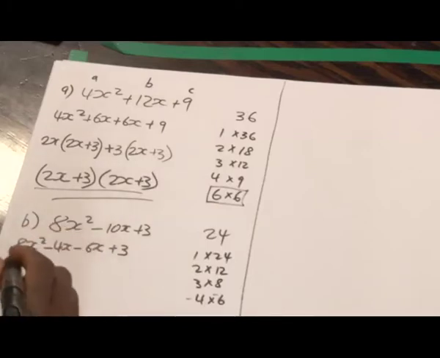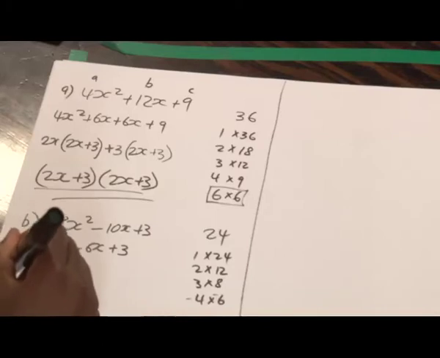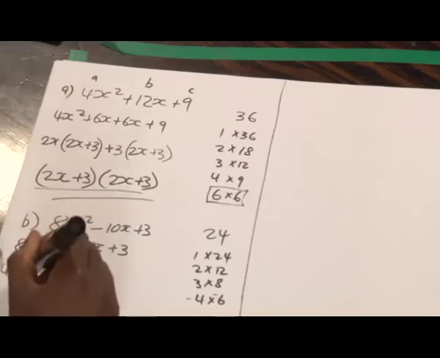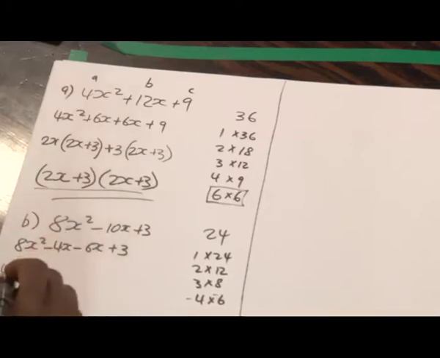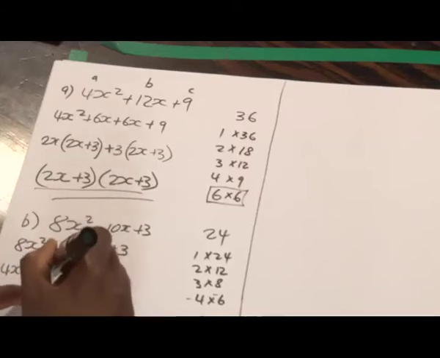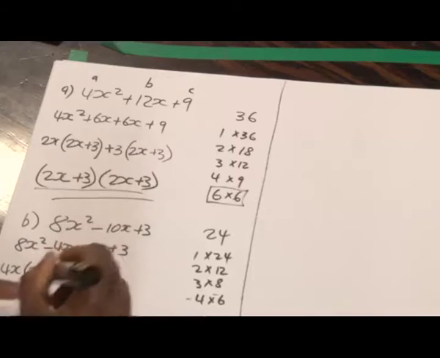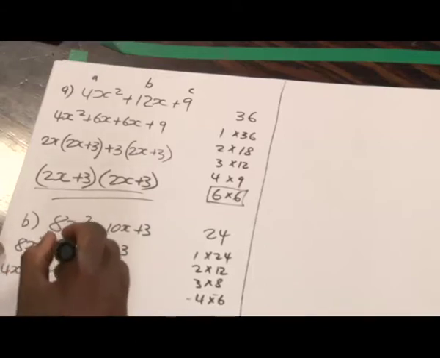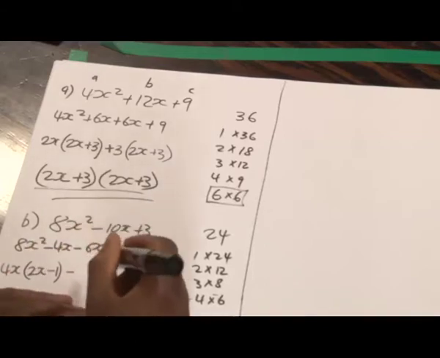Then what's common here is 4x. You have 4x into 2x, because 4x times 2x will give you 8x squared. Then here to be minus 1. 4x times negative 1 gives you negative 4x. Then you come to this side.